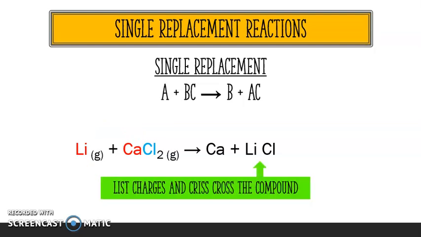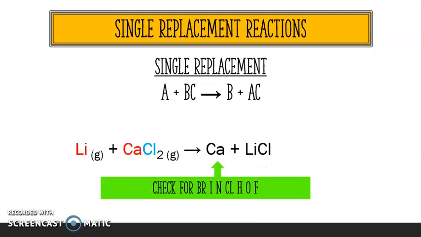Next, we're going to list the charges for the compound and crisscross to make a good chemical formula. Luckily for this one, lithium is +1, chlorine is -1. So after we crisscross, those are just going to cancel out and drop down to, well, what we would see as nothing.